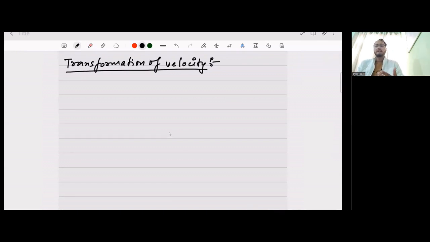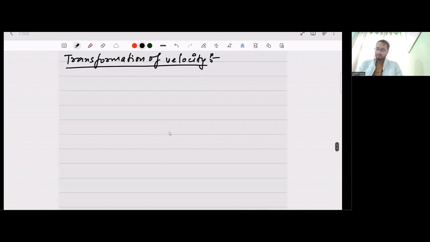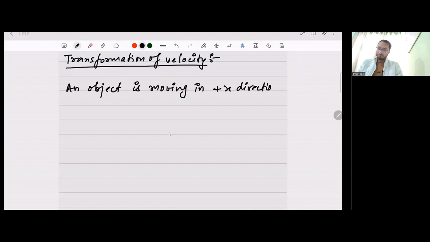If an object is moving in the x direction with respect to time, let u and u dash be the velocity measurements in the respective frames of reference S and S dash. Then we will measure the displacement of the object in the S frame and the displacement of the object in the S dash frame. Okay, now an object is moving in plus x direction with respect to time.